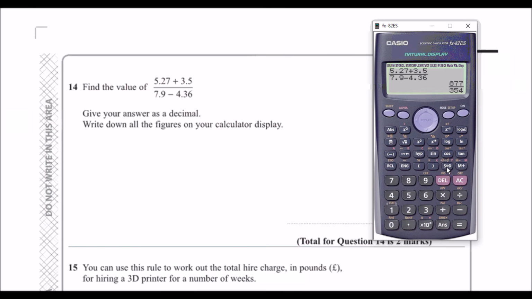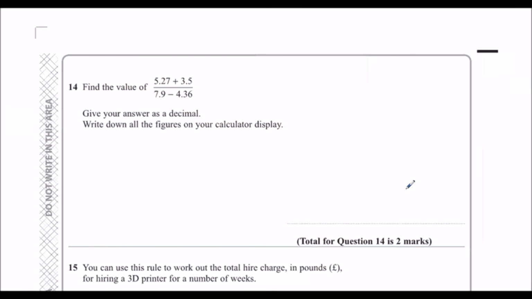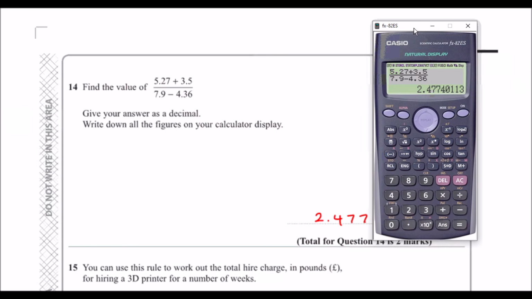So give your answer as a decimal. So we've got 2.4774, 2.47740113. Let's just check that.